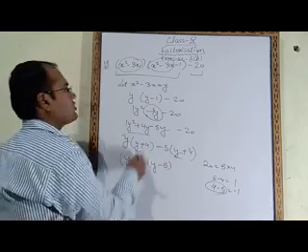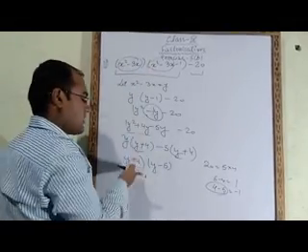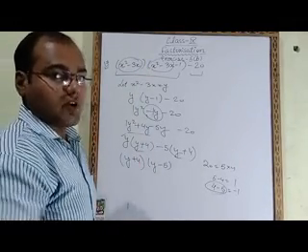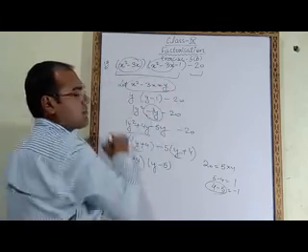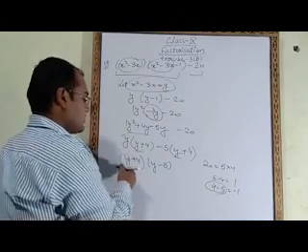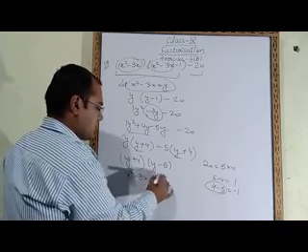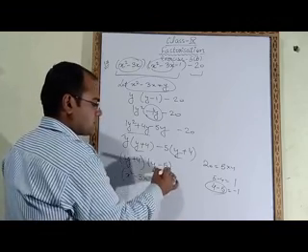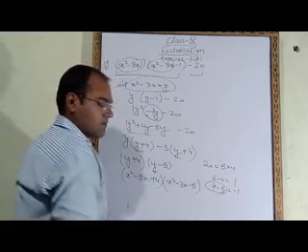Now in the question x is written, y is not written, but our answer is coming in terms of y. So what we have to do? This y we have to remove. y is x square minus 3x. So instead of this y we will take x square minus 3x plus 4, and instead of this y we will take x square minus 3x minus 5.